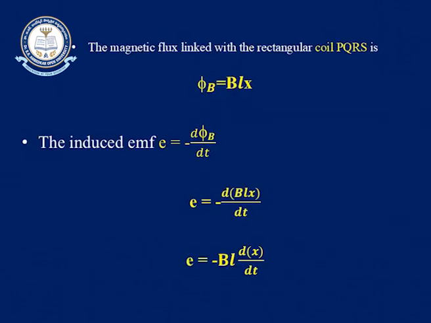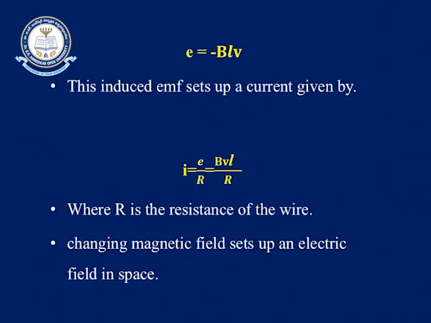velocity, length and x. Using this, we calculate the flux derivation. What is flux? Phi of B equals BLX. Using this, the current value is calculated. What is the current we are getting? BLV by R, where R is the resistance, L is the length, V is the velocity and B is the magnetic field. Next, one more thing we have: time varying magnetic field.